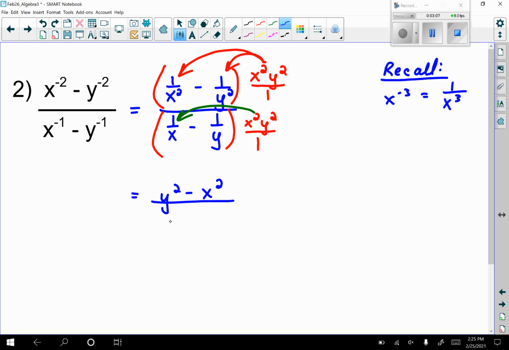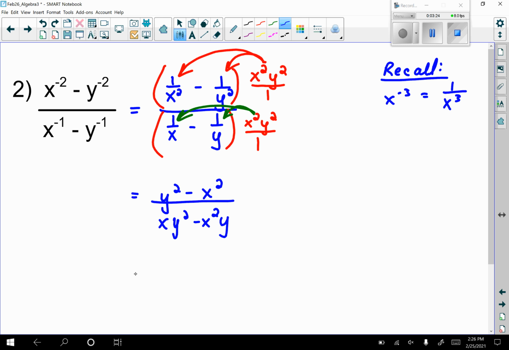In our denominator, when I multiply the LCD by the first fraction, only one x will divide out, so I am left with still one x up here, and then a y squared. And then when I multiply this by 1 over y, same thing's going to happen with the y's, only one y is going to be gone. So I have a minus x squared times y.